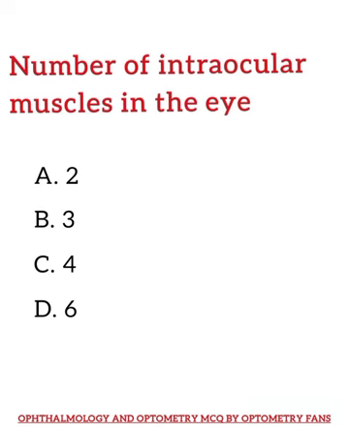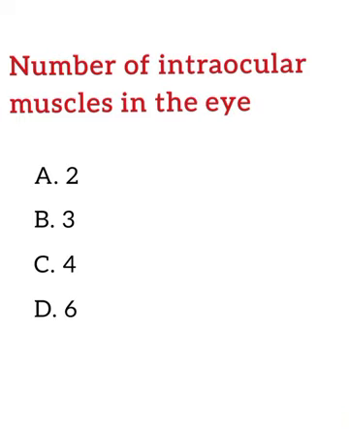Number of intraocular muscles in the eye. Option A, 2. Option B, 3. Option C, 4. And option D, 6. The correct answer is option B, 3.